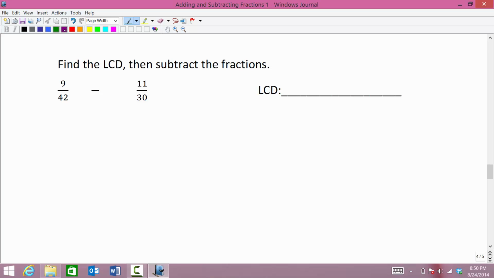Find the lowest common denominator and then subtract the fractions. To find the lowest common denominator, we first want to break our denominators up into primes. Let's take 42 and make a little factor tree. 42, any two numbers that multiply together to give you 42. I'll say 6 and 7. 7 is prime. 6 is 2 and 3, and both of those are prime. So we have 2 times 3 times 7.